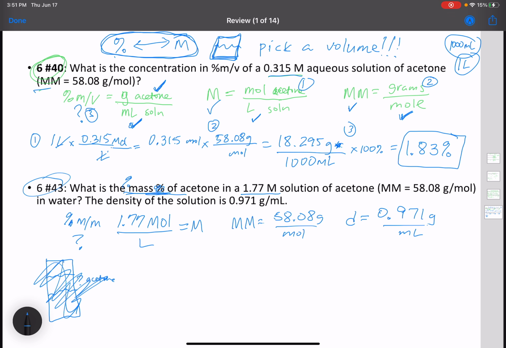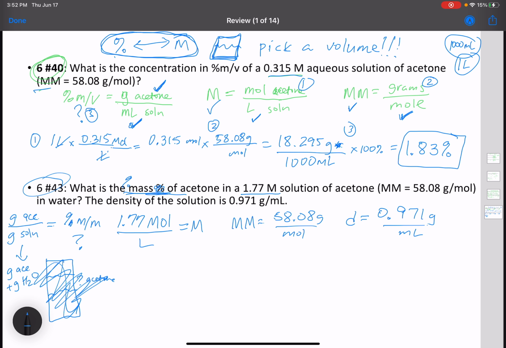So we're going to start by figuring out what it is we have, what it is we need. So the mass percent is going to be grams of acetone over grams of solution. Okay, and this is where things can get a little bit tricky because the grams of the solution is the grams of the acetone plus the grams of the water. So we're going to need to know the mass of both of those things.